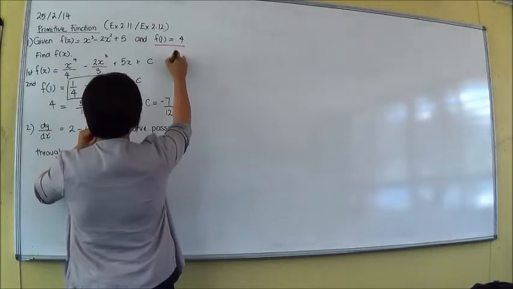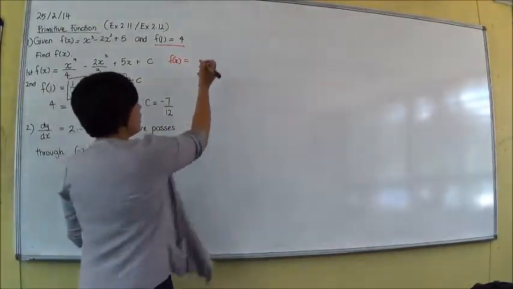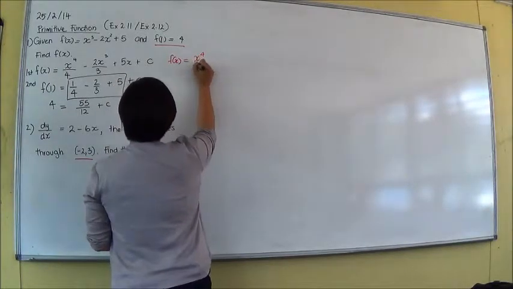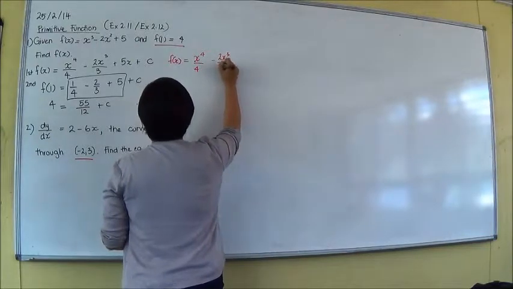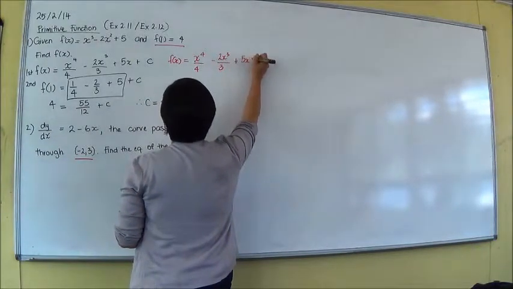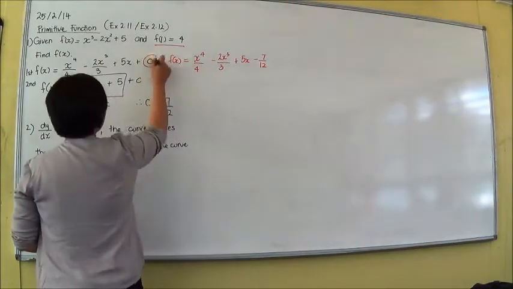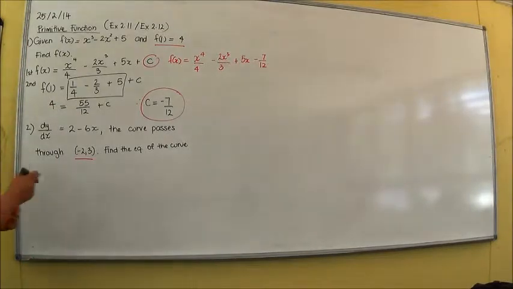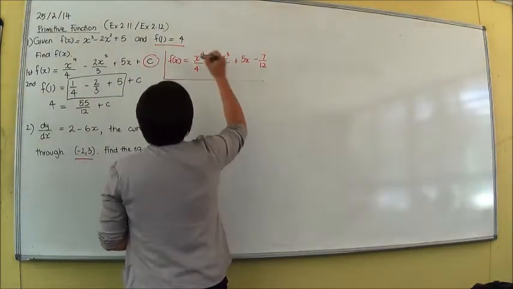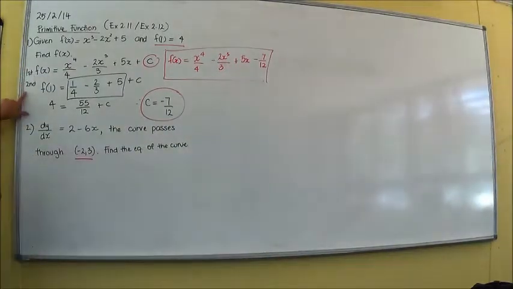Your final answer is going to be f(x) equals x to the power of 4 minus 2x cubed over 3 plus 5x minus 7 on 12. So we're going to replace the constant term with this value. So that's your final solution. So that's just the only extra step that you'll have to do. So you integrate first, then you substitute the values they give you to find C.